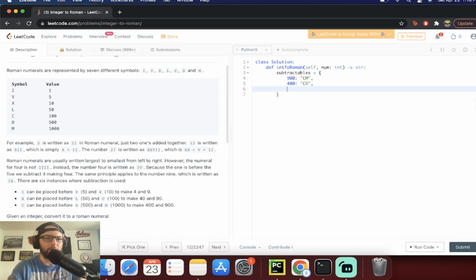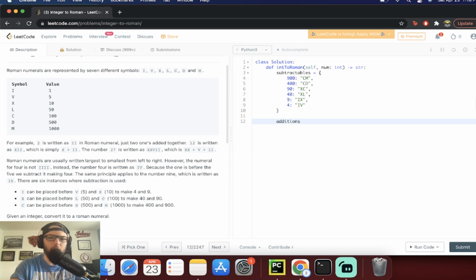Excuse my typing, it's getting a little hairy here. You have 90, which is going to be equal to XC. You're going to have 40 with the XL. You're going to have 9, it's equal to IX. Then you're going to have 4 equal to IV. Okay.